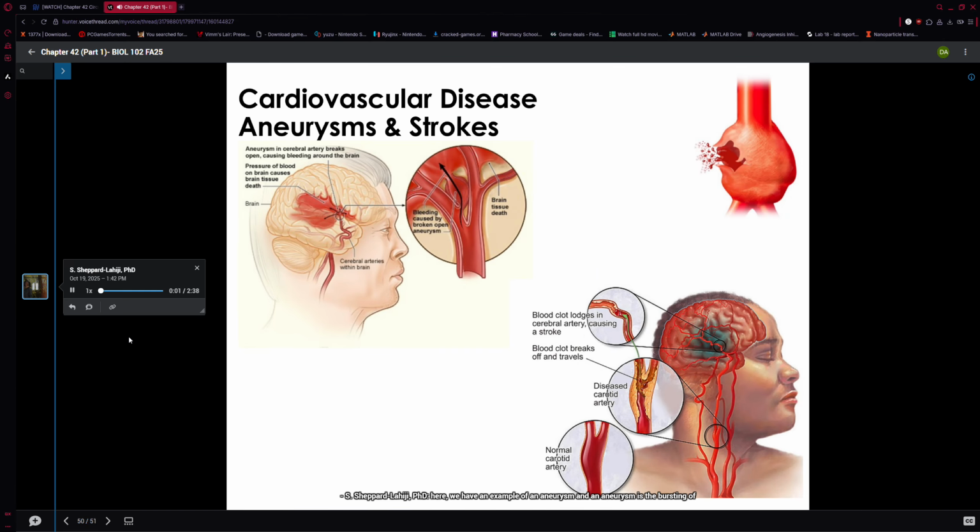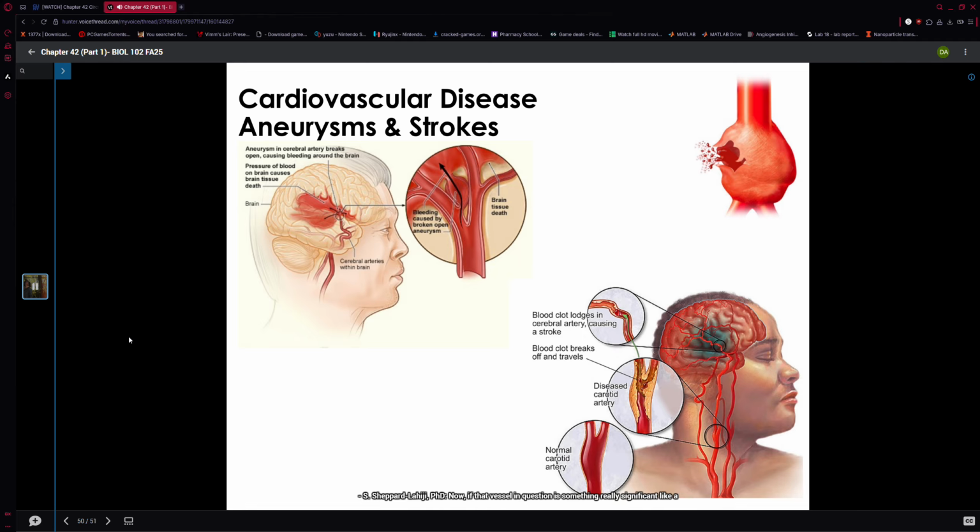Here we have an example of an aneurysm, and an aneurysm is the bursting of a major vessel. Now, when it comes to arterial walls, over time they can become thinner, and blood flow can cause those weakened walls to swell, and eventually, depending on the severity of that, can cause the vessel to burst.